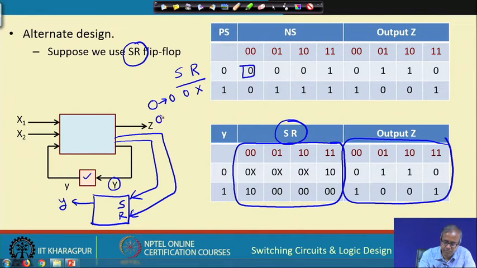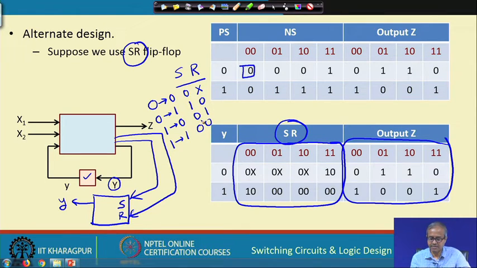But if I want to go from 0 to 1, there is only one way, 1 0. If I want to go from 1 to 0, I have to apply 0 1, but if I want to go from 1 to 1, 0 0.